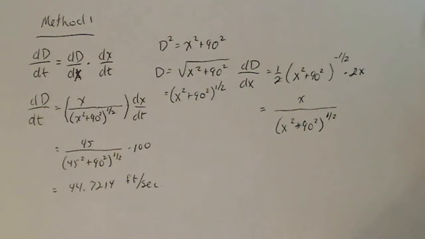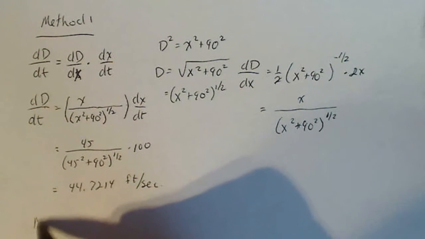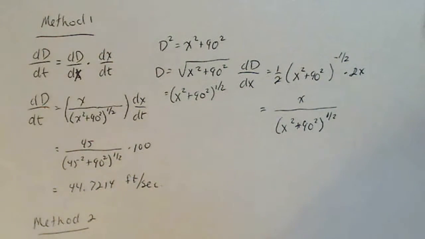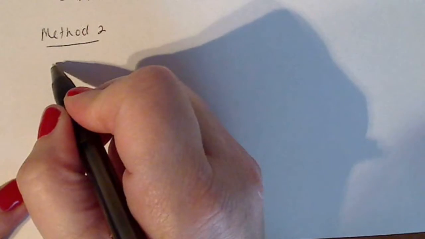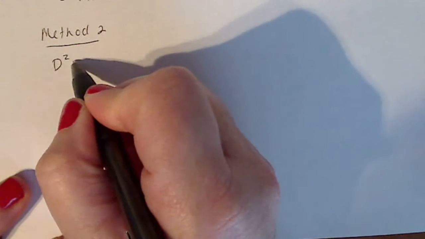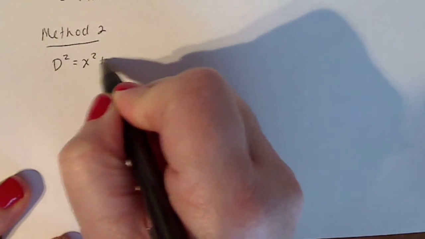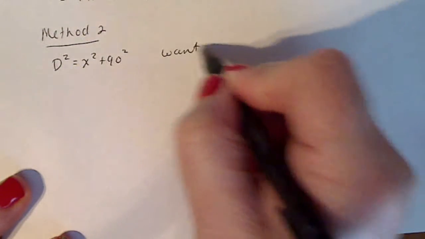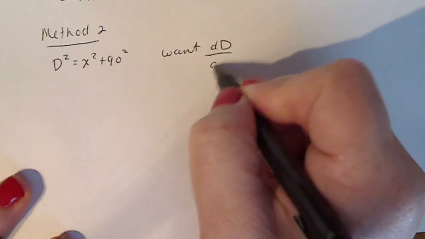Now I'm going to do this problem again using method 2 and see if we come up with the same answer. Method 2 is using implicit differentiation, which is a standard for related rates. So method 2, I have d squared equals x squared plus 90 squared, and I'm trying to find the derivative of that distance with respect to time.